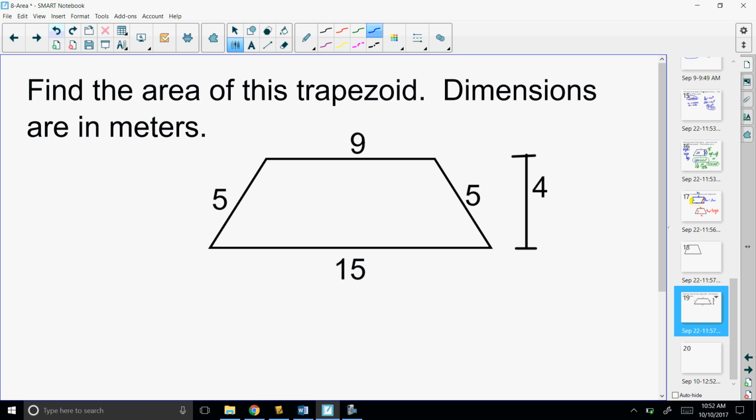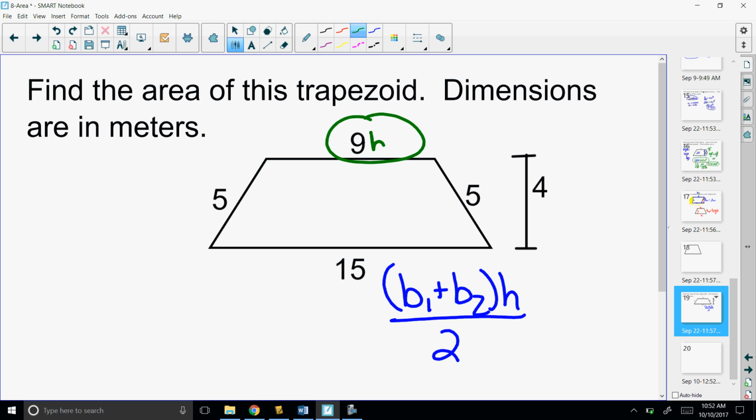So as we go through the formula for a trapezoid, I have the sum of the bases times the height divided by 2. My two bases, 9 is going to be base 1. And 15 is going to be base 2. I can flip them around, it's okay. It's just that my bases are going to be those parallel segments. So as I plug in information, your height happens to be 4.